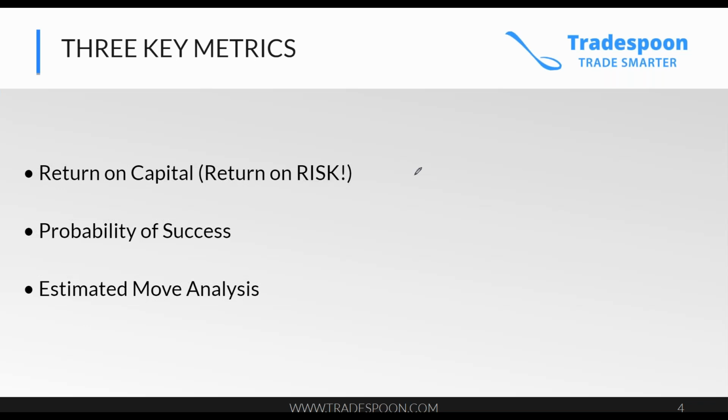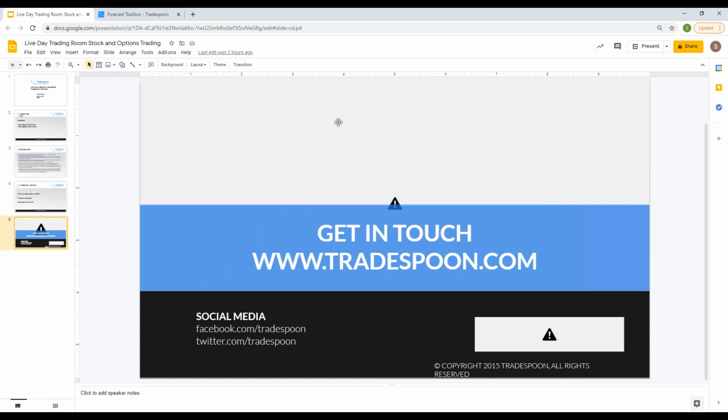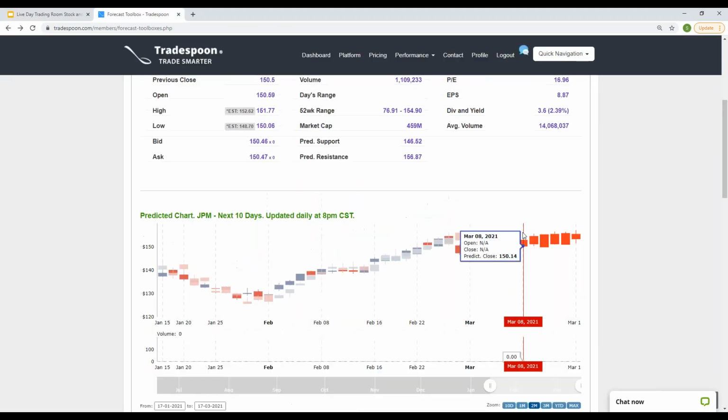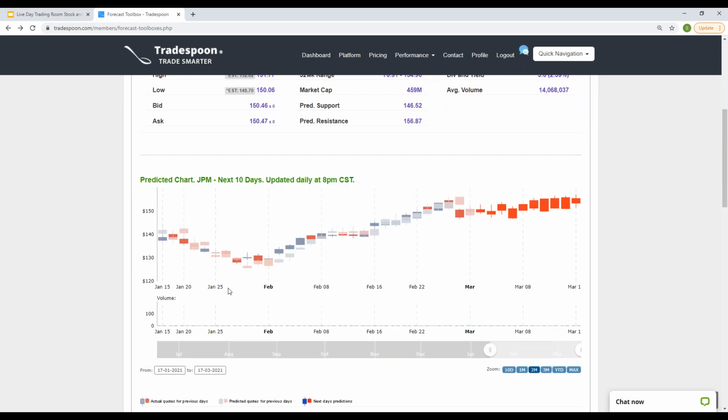Probability of success. Now that's a tougher one. We'll talk a little bit about that. Probability of success, we have the trade spoon model that says, yeah, that helps us to stack some probability. Let me close this off for a second. So you can kind of see the high-low probability, but that's day to day. We have our probability range trend. So this gives us a sense.